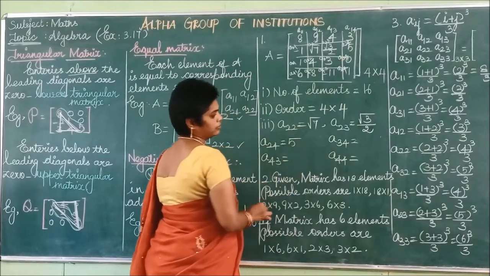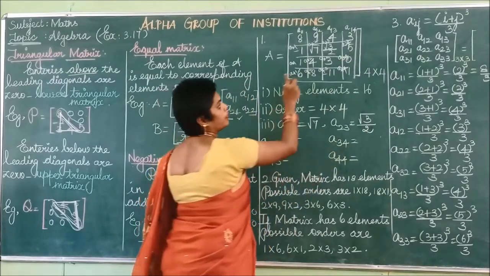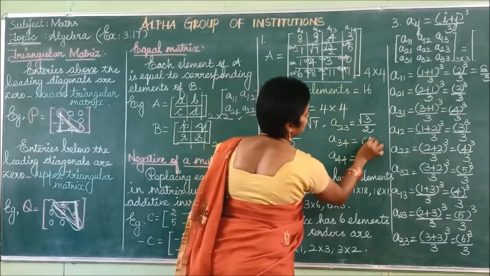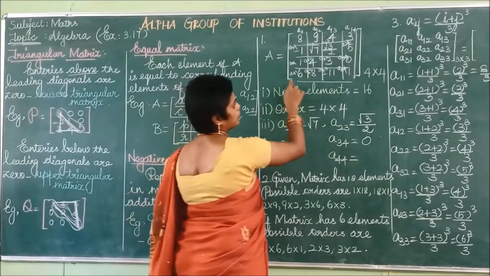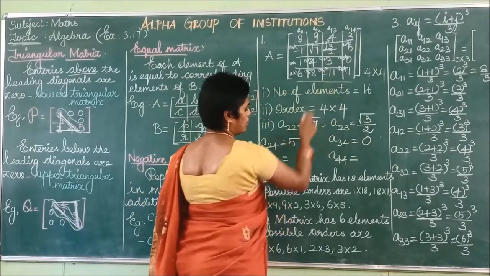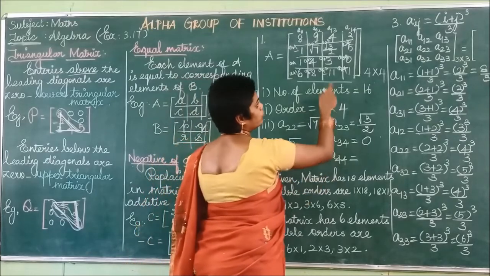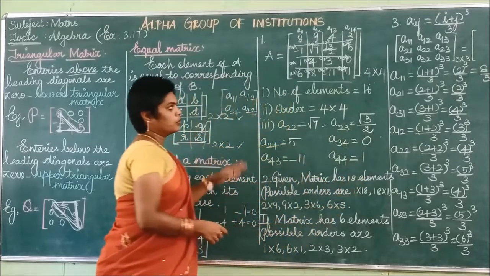That is 5. Then A34: third row, fourth column. The value is 0. Then A43: fourth row, third column. The value is -11. A44: fourth row, fourth column. The value is 1.